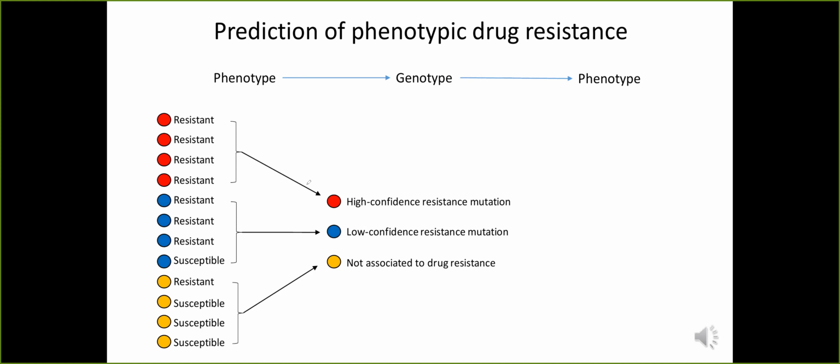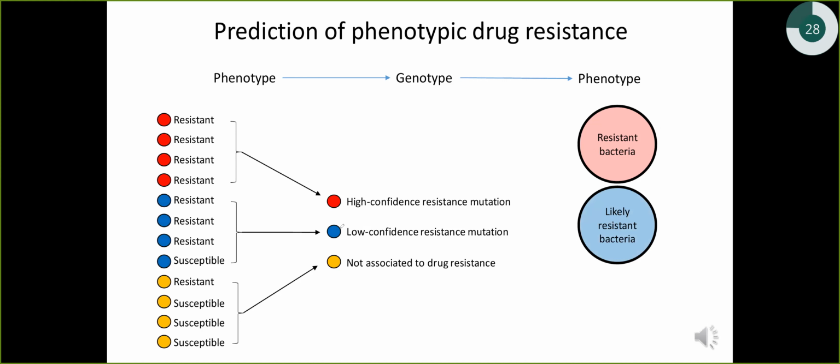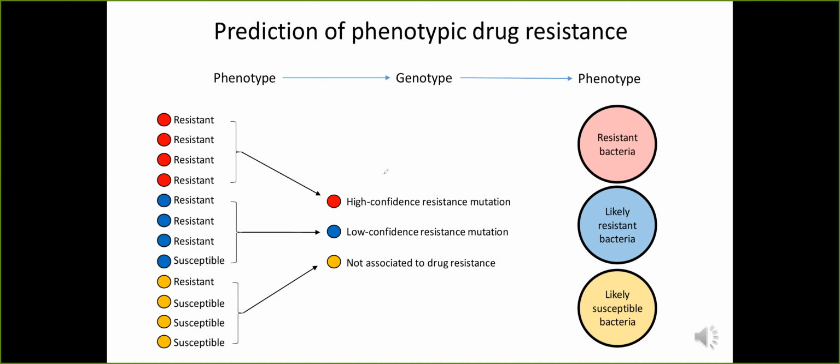And what we want to do is then, with such catalogs, when we perform whole genome sequencing, to be able to say, well, I have this bacteria here, I analyzed the genome, I observed it has this red mutation. So then I'm pretty sure this is a resistant bacteria. Or it has this blue mutation. So then, well, it's likely a resistant bacteria, but I am not sure anymore. Or it has this yellow mutation. Well, it's likely a susceptible bacteria, so maybe we can treat the patient with the regular treatment.